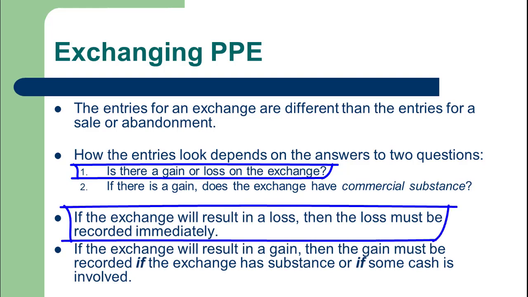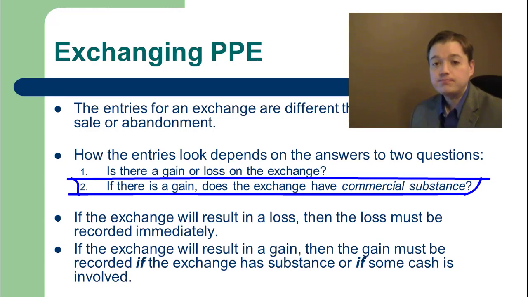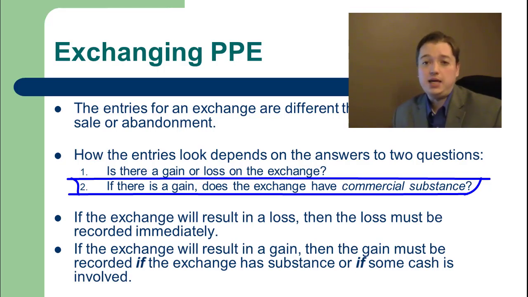If there's a gain, then we move on to the second question here, and that is, does the exchange have commercial substance? Commercial substance means it would substantially change the nature of my business to make this exchange. So an example of this would be, if I take an old machine that makes 6 units an hour and I exchange it for a new machine that makes 600,000 units an hour, my business is substantially different. Hopefully substantially better. But it just means it's substantially different.